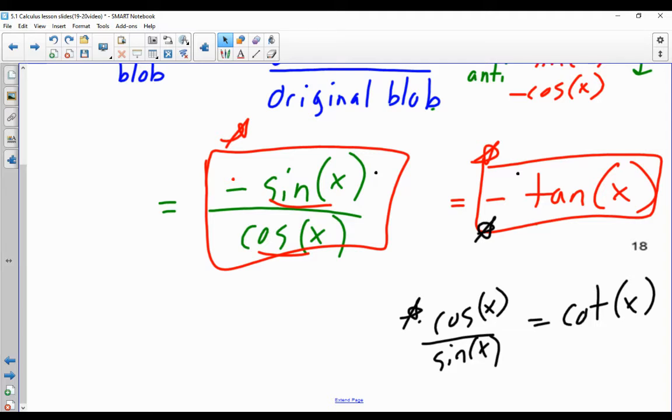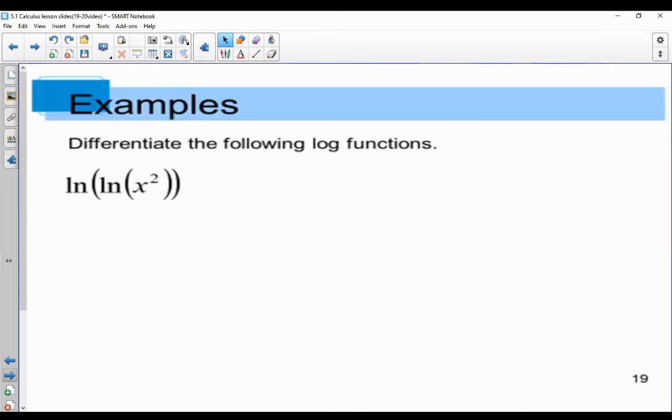Now the last example, this one might make you feel a little uncomfortable. The natural log of the natural log of x squared. Some of you are freaking out. Two natural logs. Does that mean I have to do that rule twice? Do I have to do derivative of the top and the original of the bottom and then do that again? What am I supposed to do here?